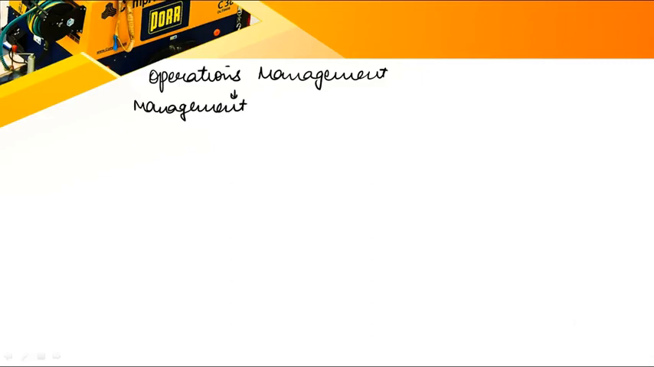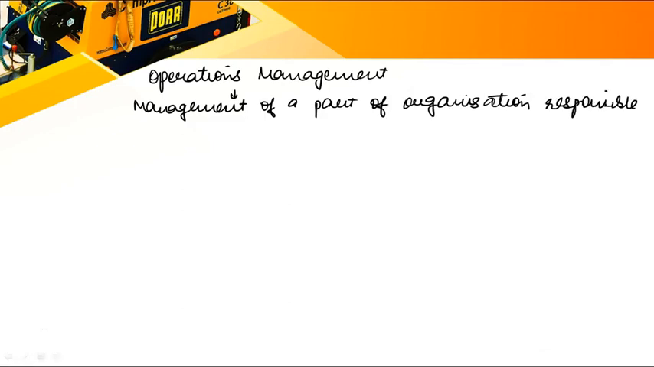Now if I talk about what is operations management, then beta, operations management is termed as the management of a part of the organization responsible for producing goods and services. So there is particularly a part in the organization which looks after it.